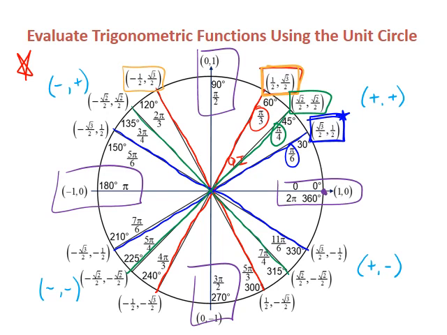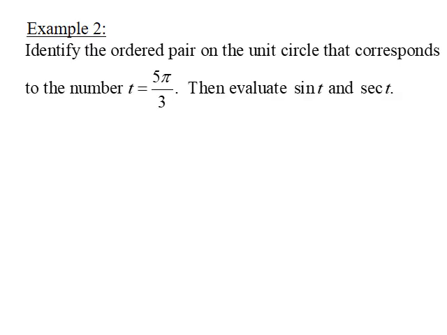This ordered pair is (0, 0) or (1, 0), likewise, because the radius of the unit circle is 1. Okay. So we need to figure out how we are going to use this unit circle.